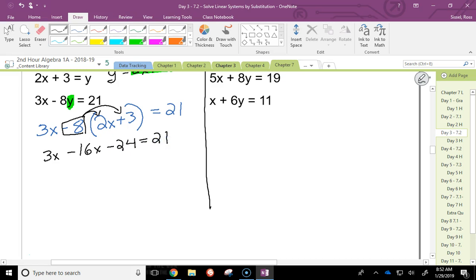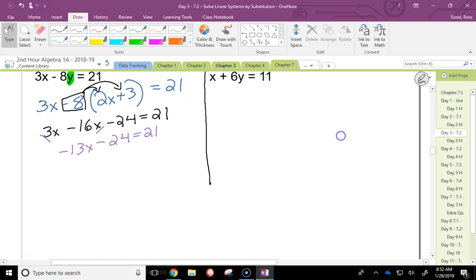Now, first thing I would do is look for like terms. Do we have any terms that are the same? Yeah, we have a 3x and a negative 16x. So I'm going to combine those first and get negative 13x minus 24 equals 21. I'm going to move my 24, so I'm going to add 24 to both sides of my equal sign. And we'll have negative 13x equals 45.